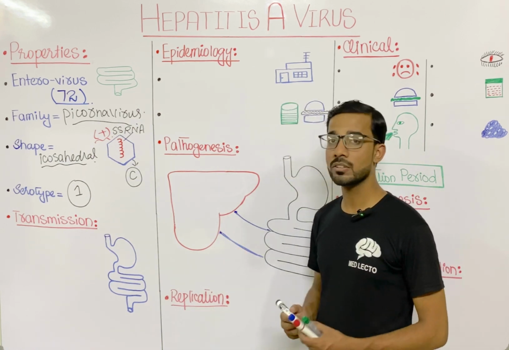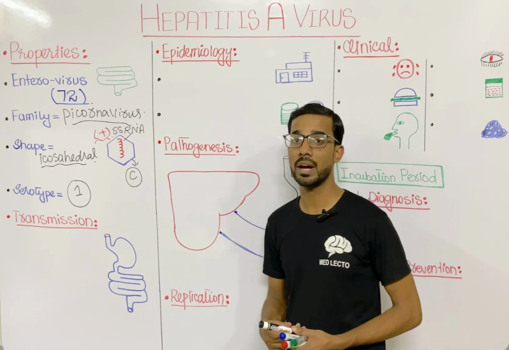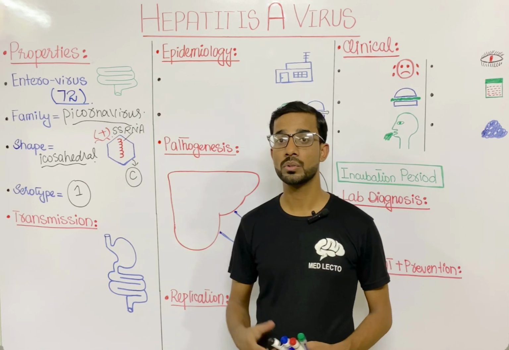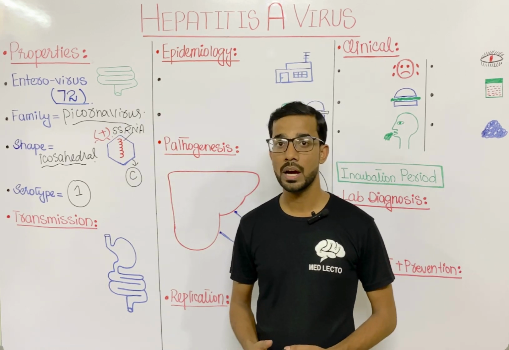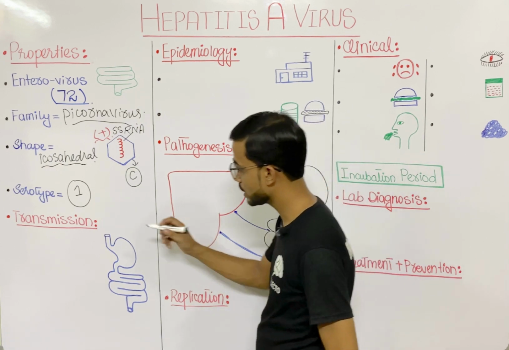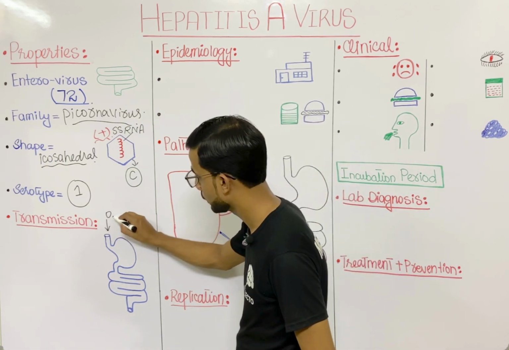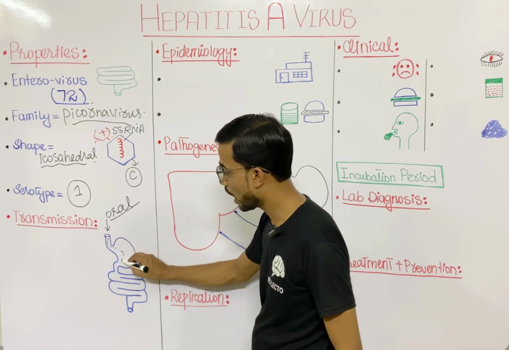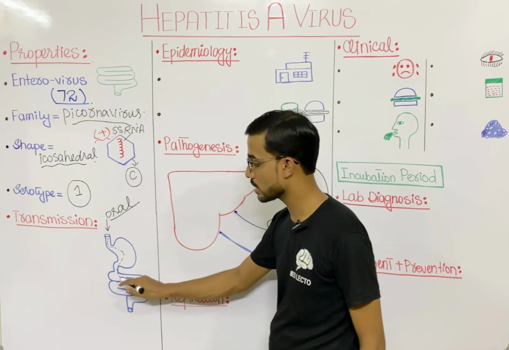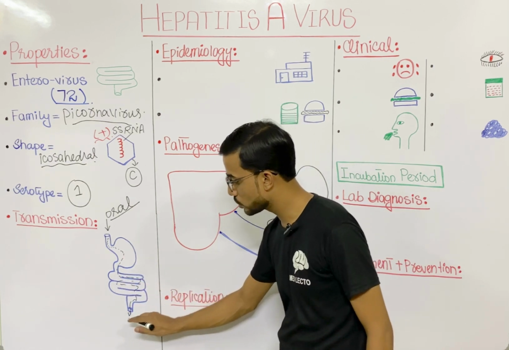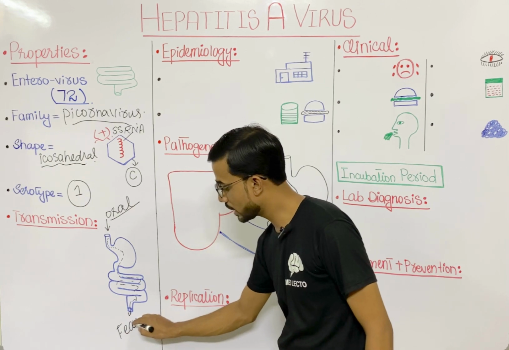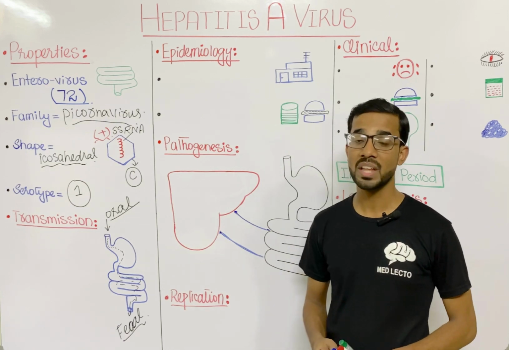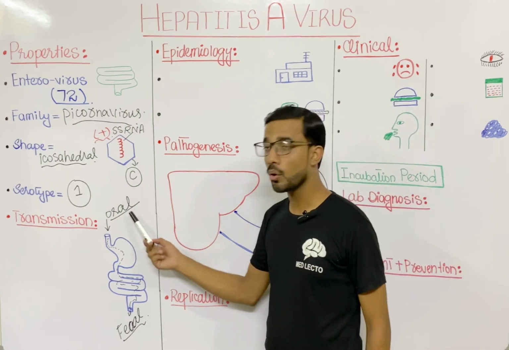So if we look at the transmission, how does this virus actually transmit to our body? It enters through the oral route and exits through the fecal route. Okay. And it will enter into the GI tract, and after passing through the GI tract, stomach and the small intestine, it will pass through the fecal route. So we call the route of the hepatitis A virus orofecal.